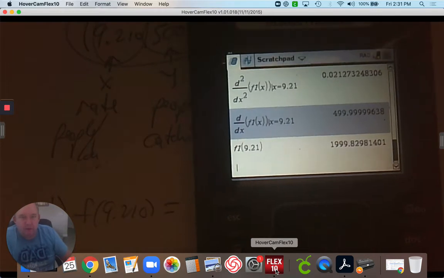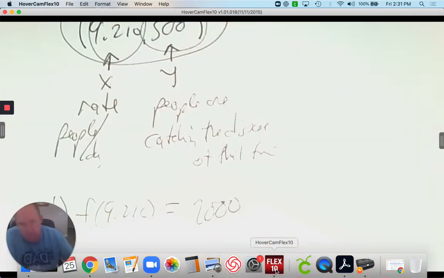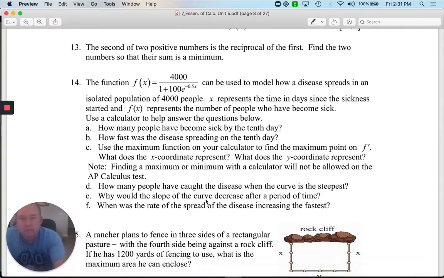So take 9.210 into the function, and you get 2,000. So how many people have caught the disease when the curve, and the answer is 2,000. E, why would the slope of the curve decrease after a period of time? So here's more of a practical one. Eventually it's going to not increase. Eventually the curve is going to flatten, like COVID. It's going to flatten eventually.